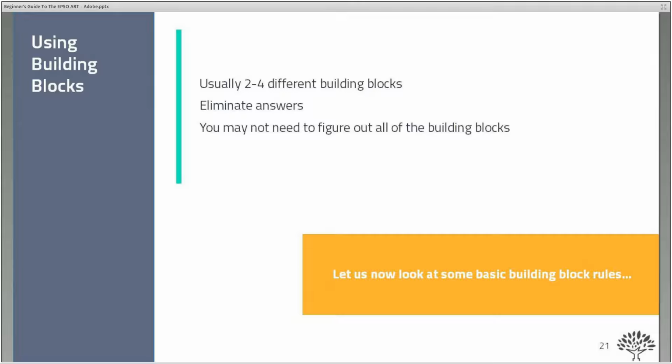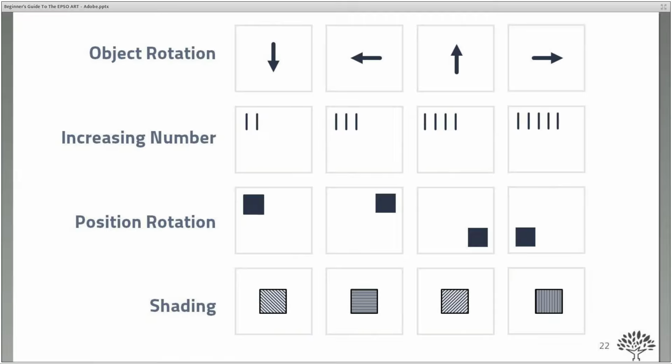I'm going to now talk about lots and lots of different rules. Some relatively straightforward ones. The first one is object rotation. So this arrow, I'm going to talk about, again, pair it up, look at frames 1 and 2, and you can see that the arrow is rotating 90 degrees clockwise.